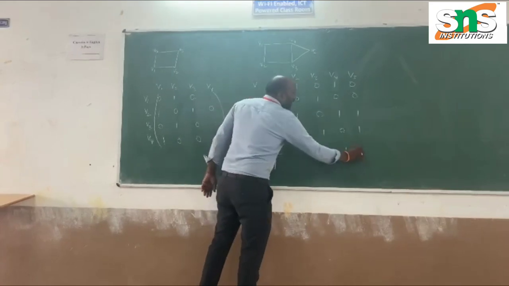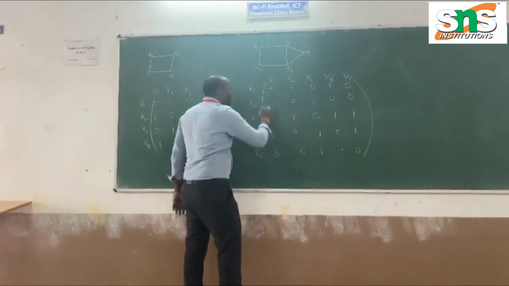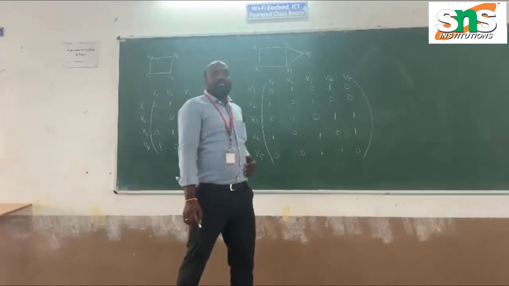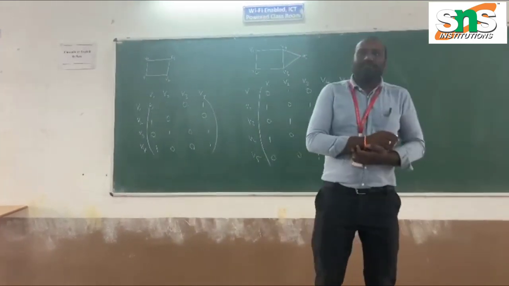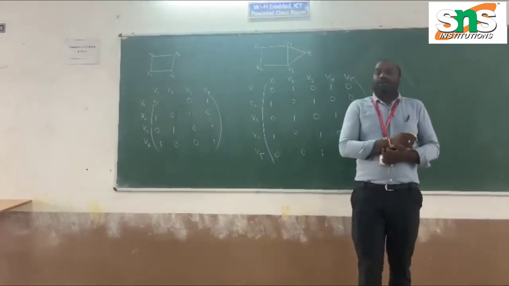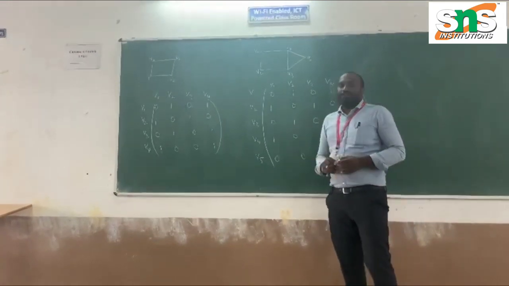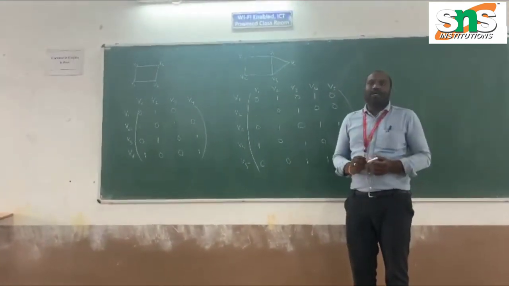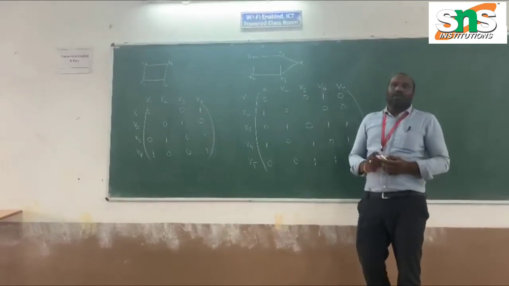So this is the adjacency matrix of the 5 vertices in the above graph. This is the adjacency matrix used in graph theory. So graph theory is the most important tool in Gen AI.